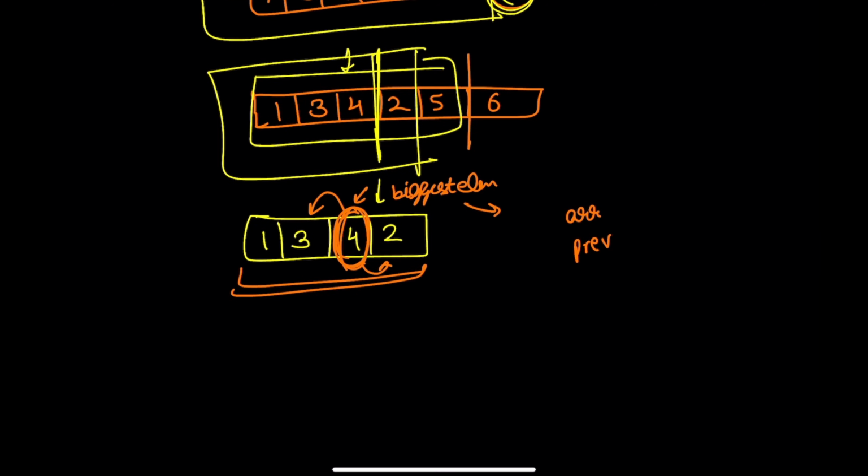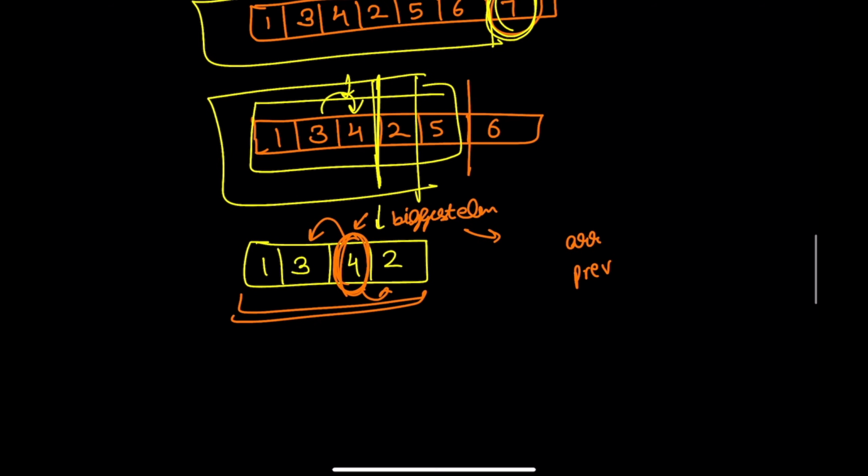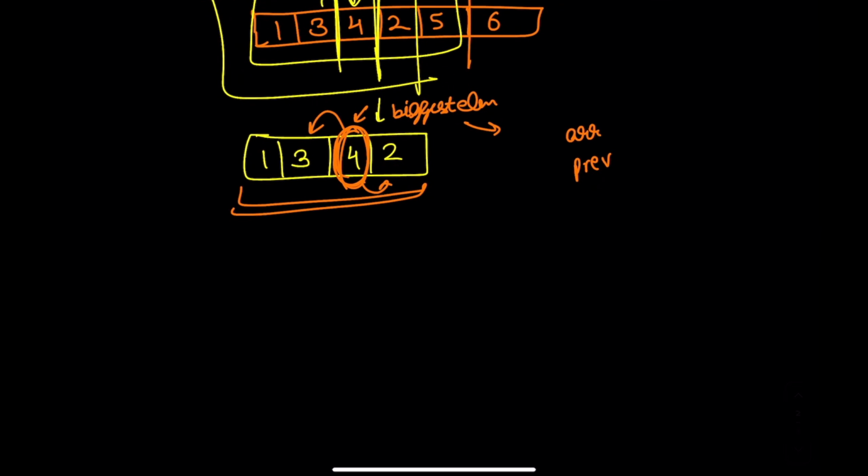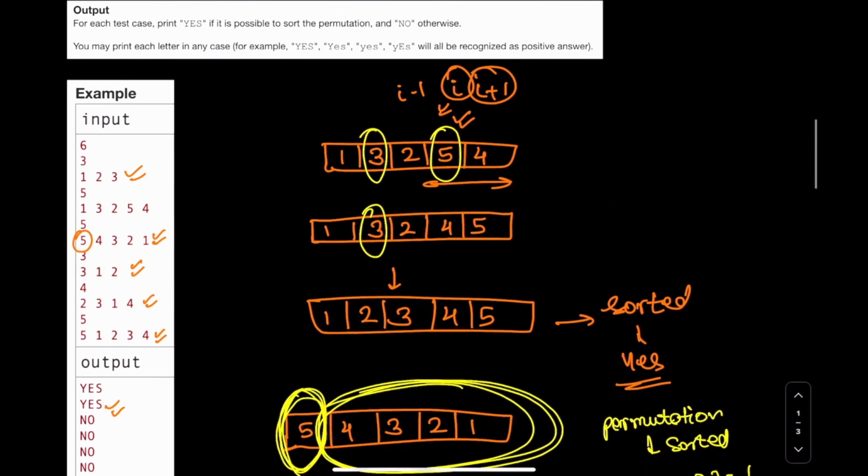Once the 4 comes here, then the 3 would become the highest element, then we can shift 3, and once 3 is shifted, 2 can become the highest element and so on. So that's why we can always sort the array if the first element is 1. If it's 1, then the answer is yes, otherwise the answer is no. That's all we need to do.